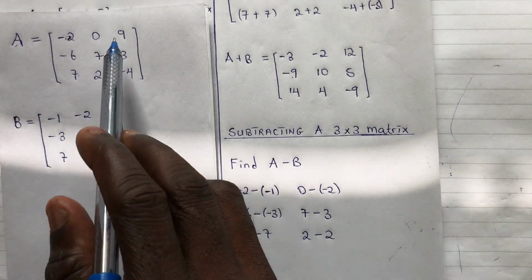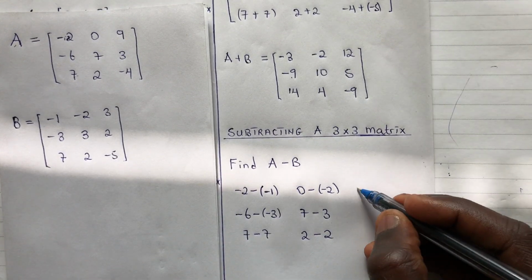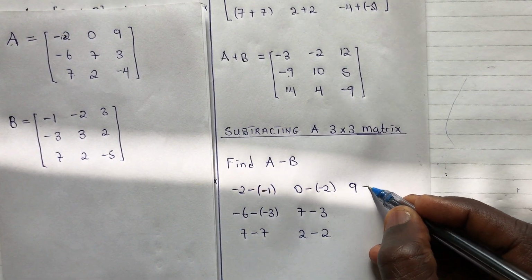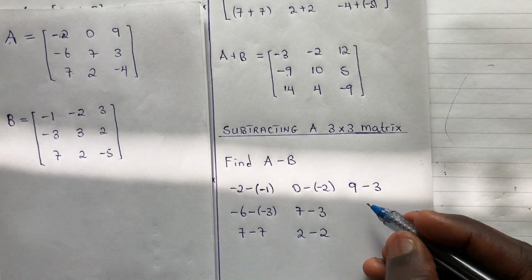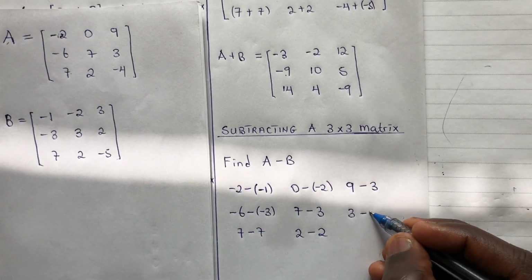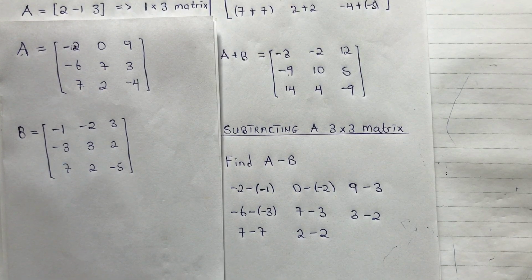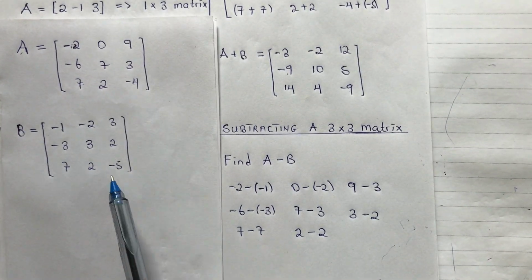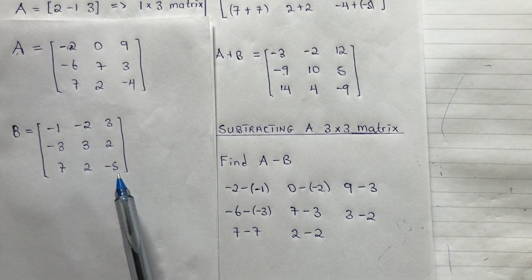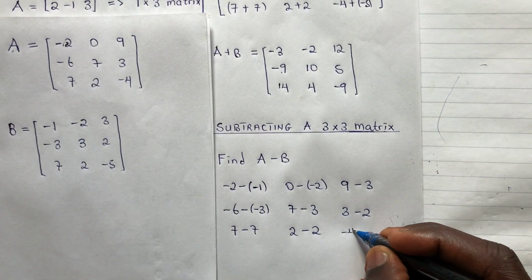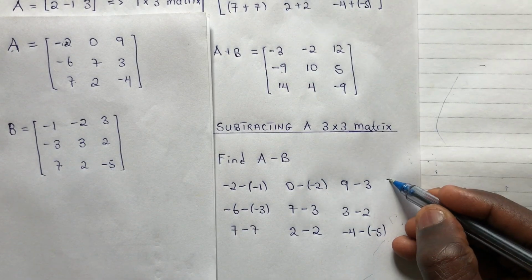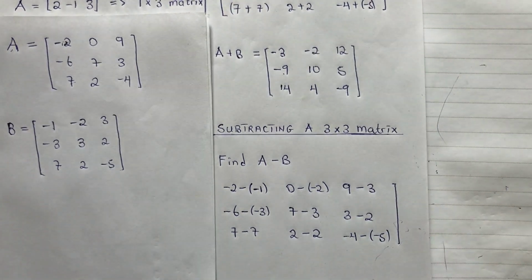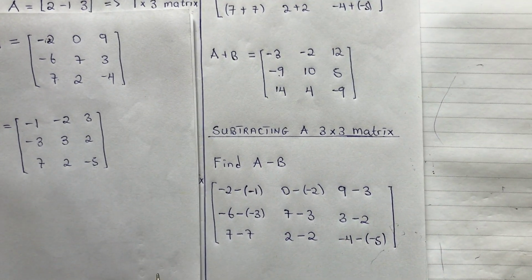The next is 9 minus 3. Then we have 3 minus 2. And finally, we have minus 4 minus 5. So I have minus 4 minus into brackets minus 5. Alright, so we can now put this in a square bracket. And then we can add the result.